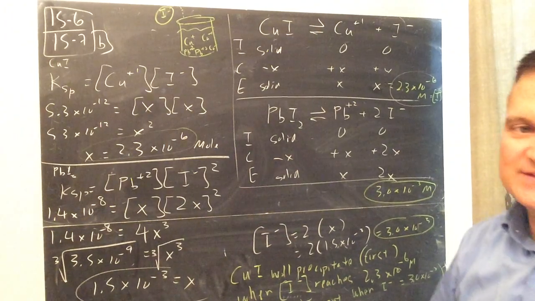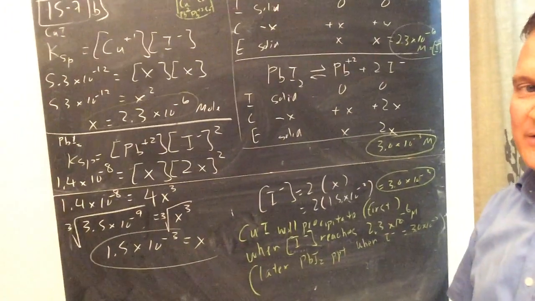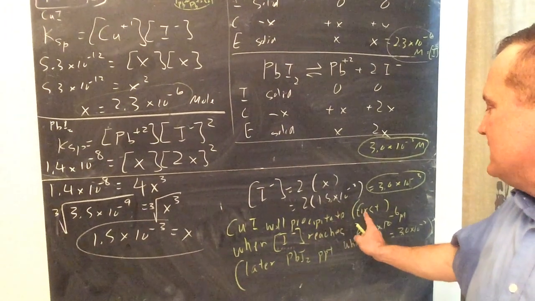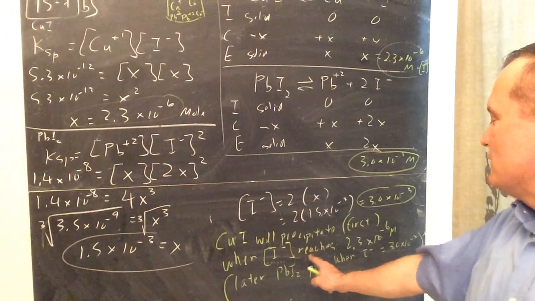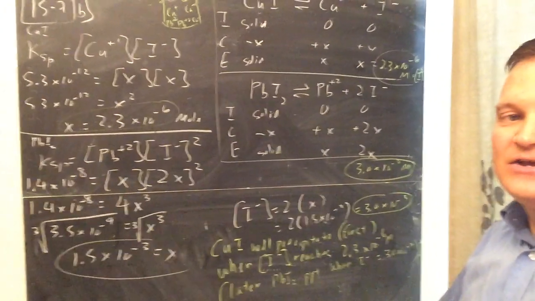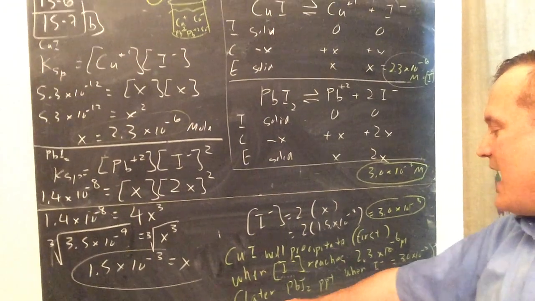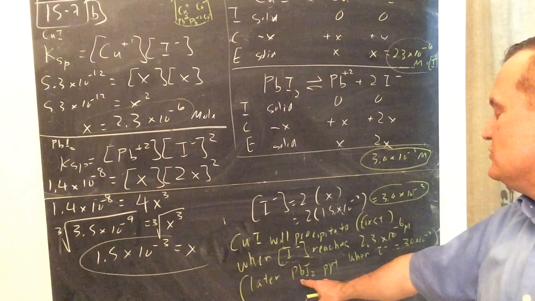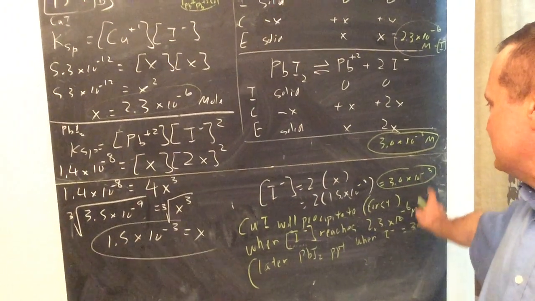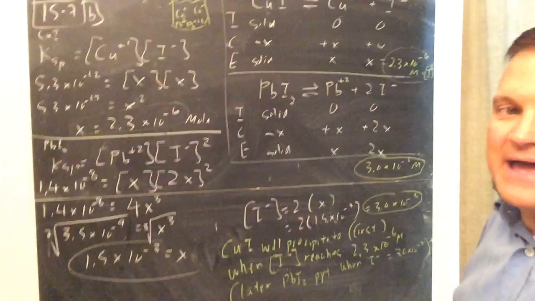So that's pretty much the answer, and I'll hold it back so you can write it down or just get a screenshot of it. Copper(I) iodide will precipitate, and I put first, when iodide reaches 2.3 × 10^-6. That is all you need to say. You don't need to say anything else. If you want to add it, later the lead(II) iodide precipitates when I negative equals 3 × 10^-3. So I wrote that in there too if you want.